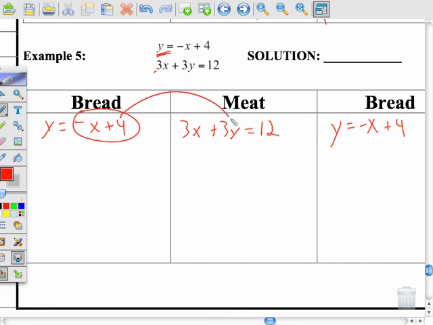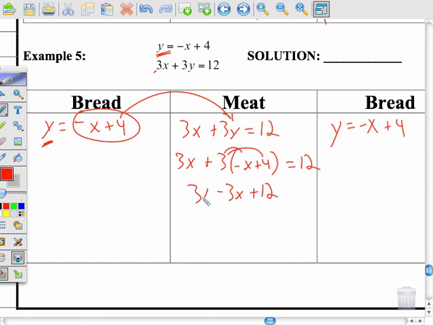Okay, so let's take the bread and plug it in. Y equals negative x plus 4. So we're going to plug that in for y. Why are we plugging it in for y? Because it tells us y equals. So we have 3x plus 3 times negative x plus 4. And that equals 12. We got parentheses, so we distribute.